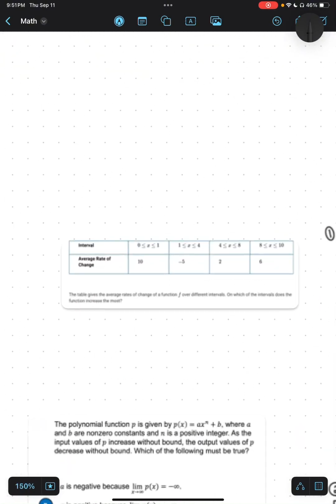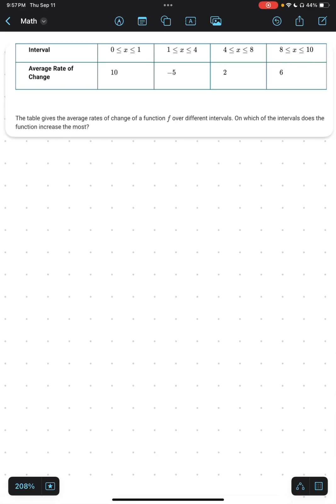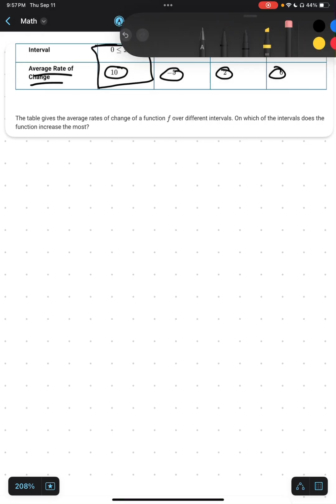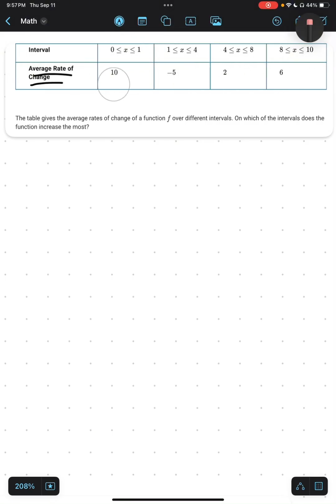Now we're going to move on to this question. When we see a function like this, we tend to get fooled by the fact that it gives us the average rate of change right here. And most people would go with this answer right here because they're like, oh, the average rate of change, 10 spaces over, that's the greatest. But that actually is not the case.